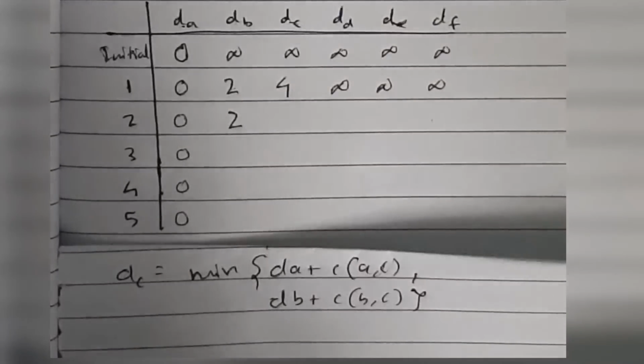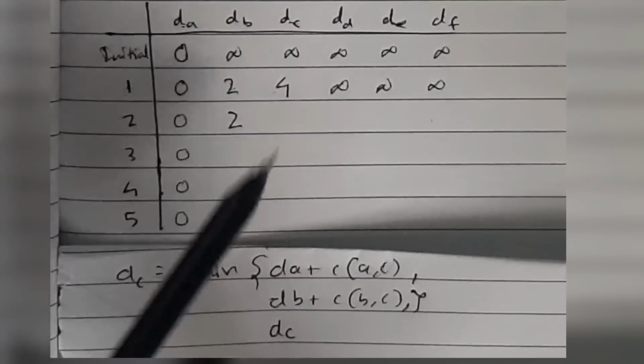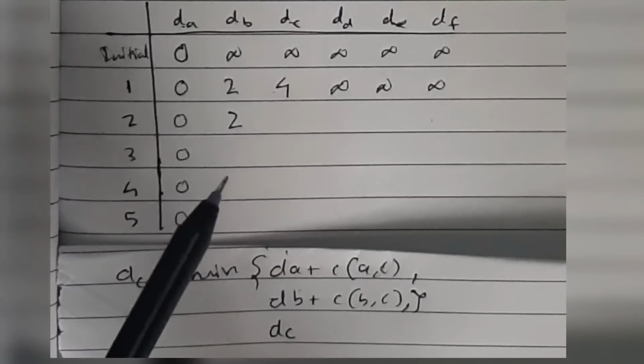Calculating the minimum among these two, and also the third one, which is the initial value of dC. Okay, so if dC initially is already less than these both, then I need not change it. So we'll be looking if the value is same or not.